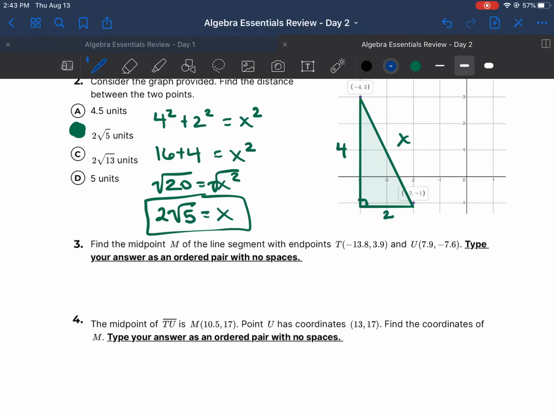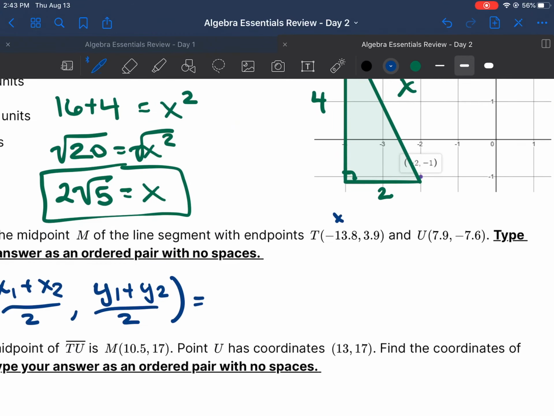In number 3, we want to find the midpoint between 2 points t and u. Well, let's remind ourselves of the midpoint formula. The midpoint formula says that the midpoint m is the 2 x values added together and divided by 2, and the 2 y values added together and divided by 2.